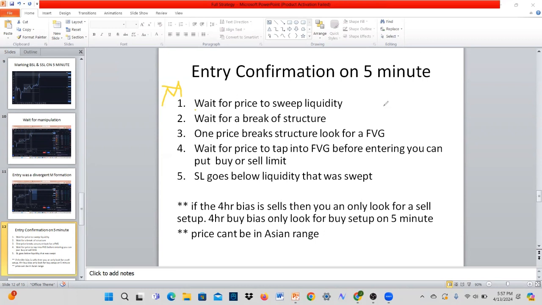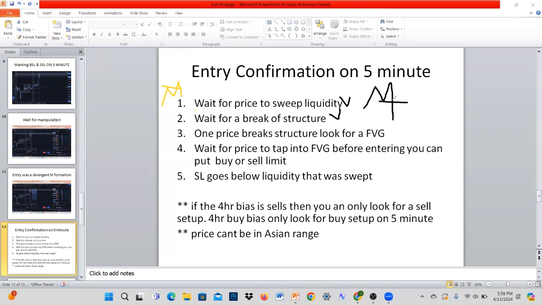So we're waiting for price to sweep liquidity, and once we sweep liquidity, we're waiting for a break of structure. So let's say we get something like this, right? Sweep liquidity, break structure here. So structure breaks here. So now we have this checked off.